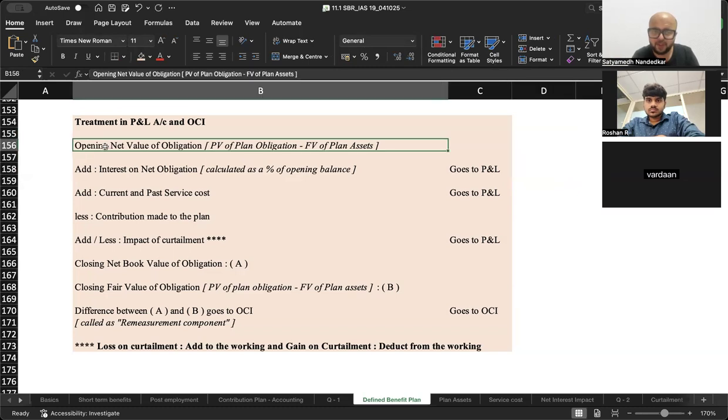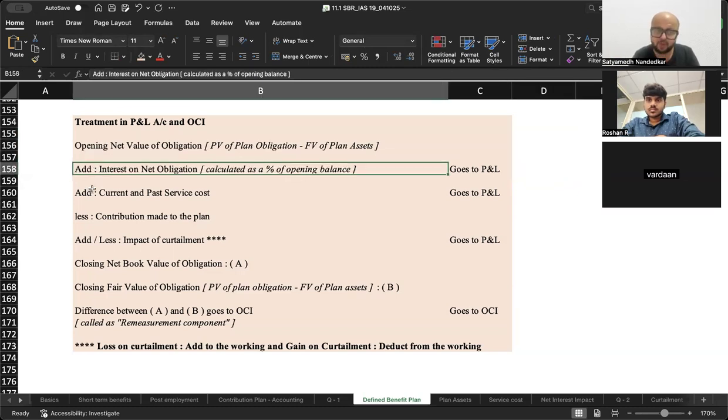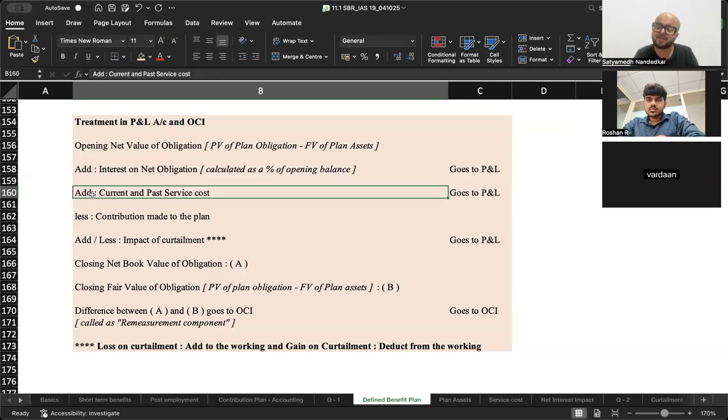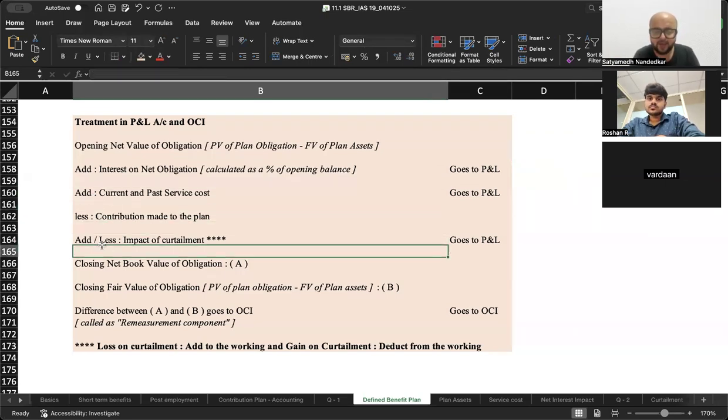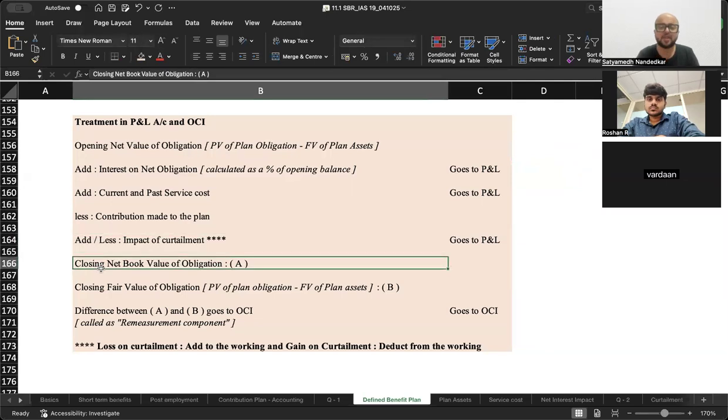Opening net value of obligation, add interest on net obligation, add current and past service cost, less contribution to the plan, add or less impact of curtailment, closing net book value of obligation. ठीक है. This is book value of obligation. Now I have to compare this with the fair value of the obligation.